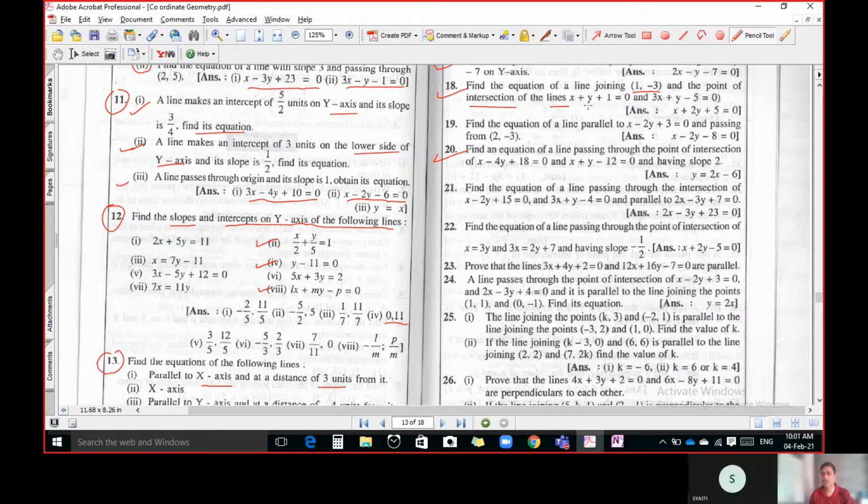But it is given in a different way. Instead of a point, two lines are given. So what we require to do is solve those two equations, find the values of x and y, and that becomes your point of intersection, that becomes one point, and one other point is already given in the question. So once we have 2 points, find the equation by using 2 points. So first step, find the intersecting point.